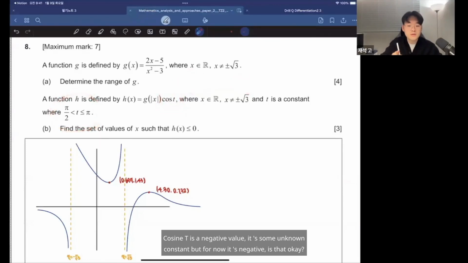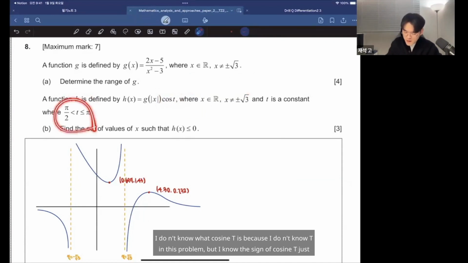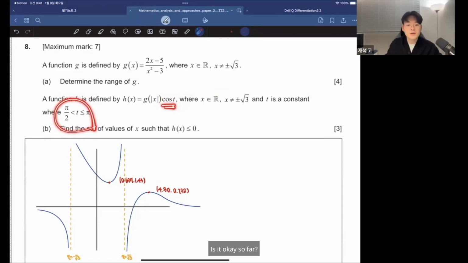Cosine t is a negative value. It's some unknown constant, but for now it's negative. Is that okay? I don't know what cosine t is because I don't know t in this problem, but I know the sign of cosine t just through the range of t, right? Is it okay so far?